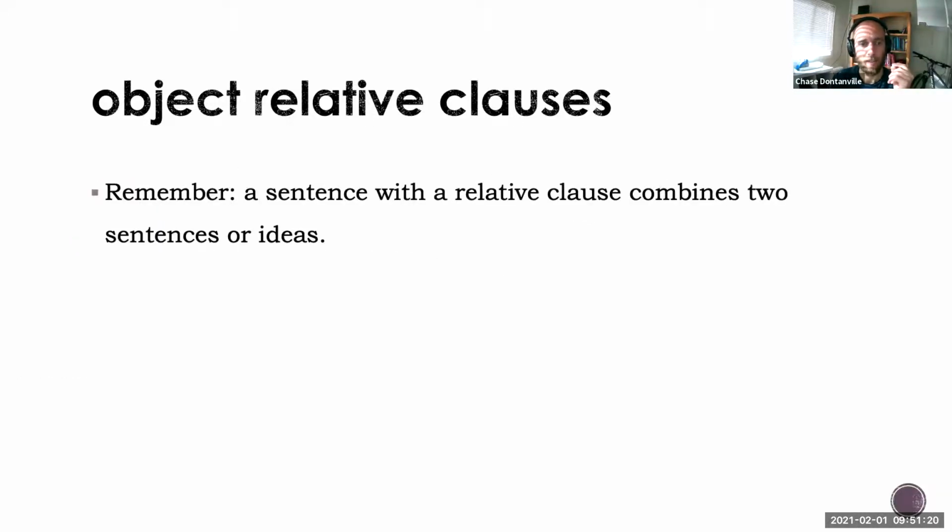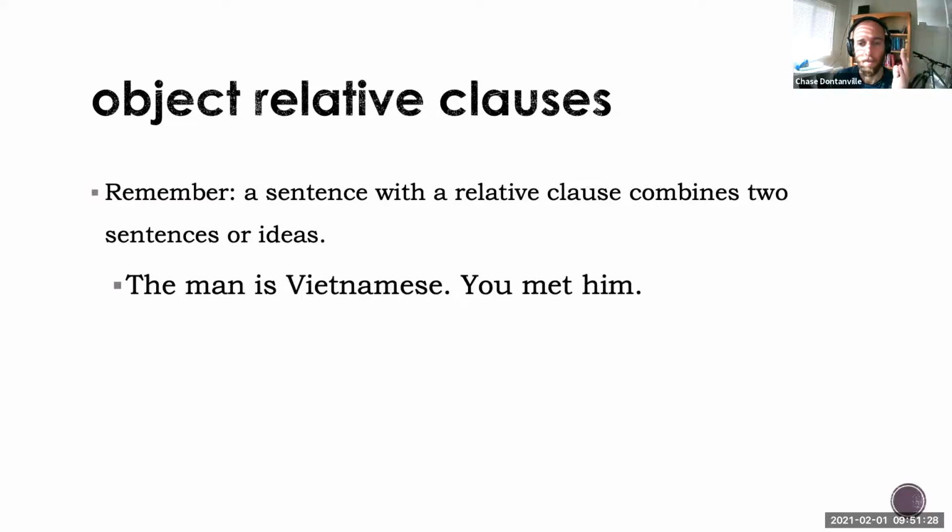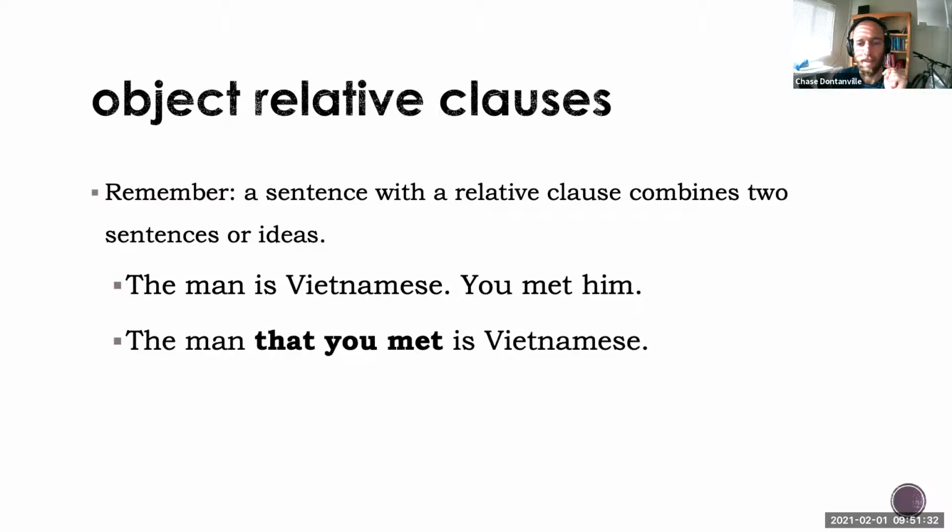Remember from last lesson, a sentence with a relative clause combines two sentences or ideas. So the man is Vietnamese, you met him. Put these together. The man that you met is Vietnamese. Okay, so the man is Vietnamese, and then that you met is the relative clause.